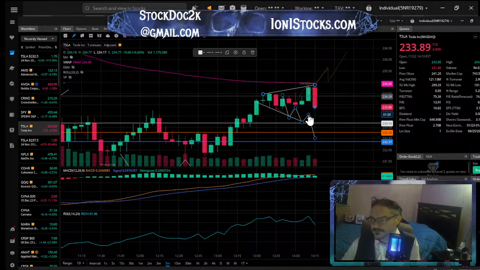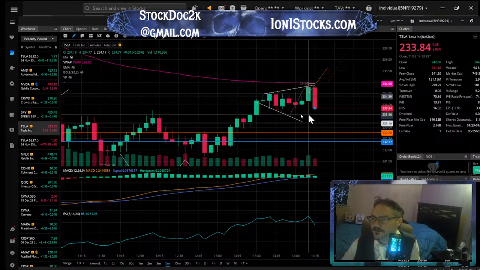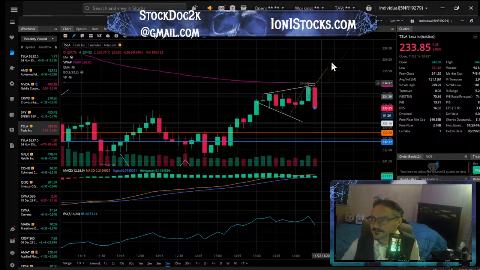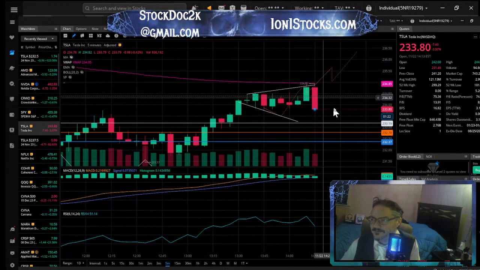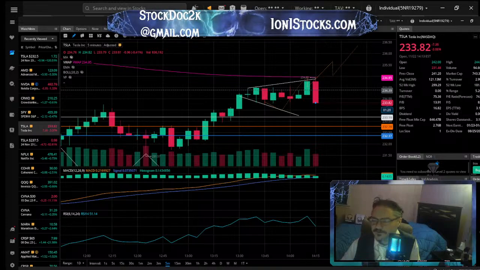All right, so that didn't work out. The beginning of this pattern worked out. We did not get through the VWAP as nicely as I wanted to, but that's okay. That's okay.